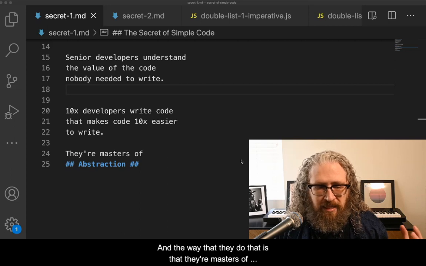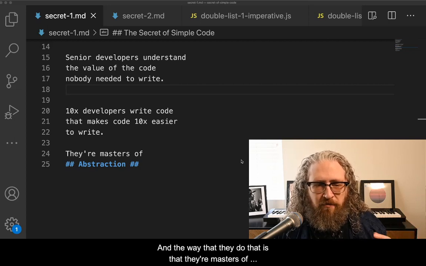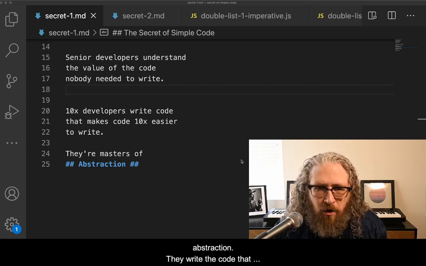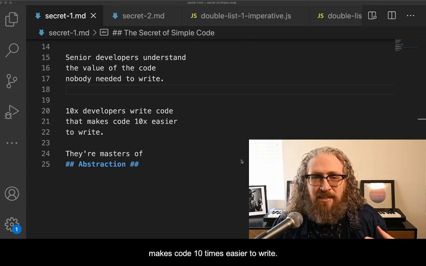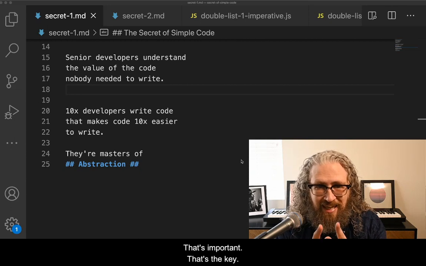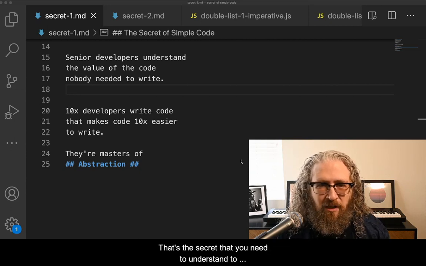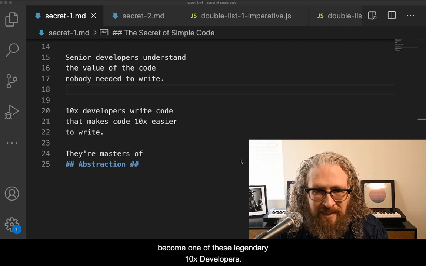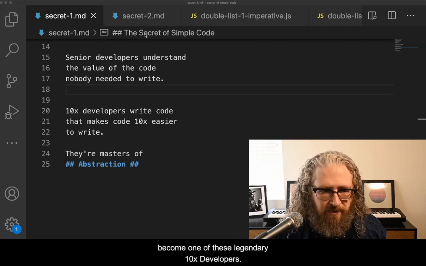And the way that they do that is that they're masters of abstraction. They write the code that makes code 10 times easier to write. And that's important. That's the key. That's the secret that you need to understand to become one of these legendary 10x developers.